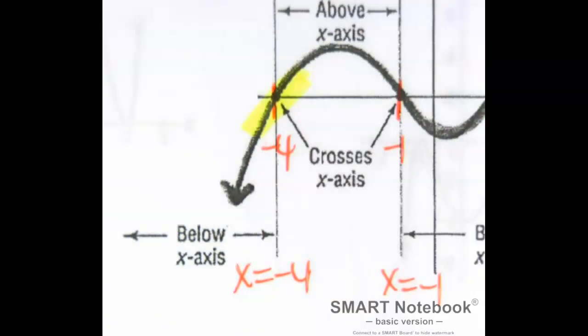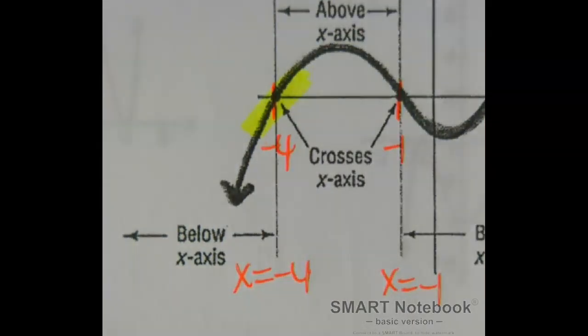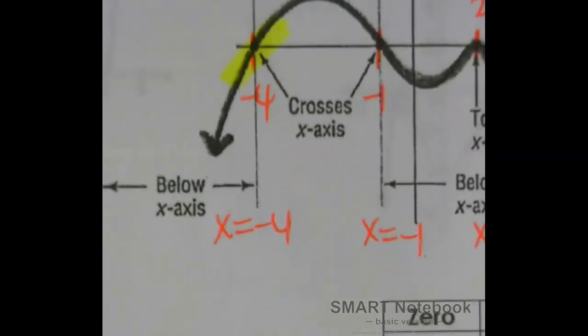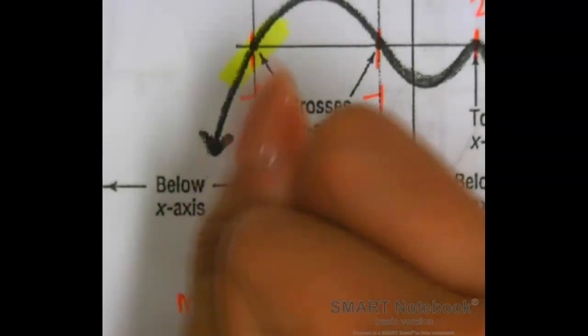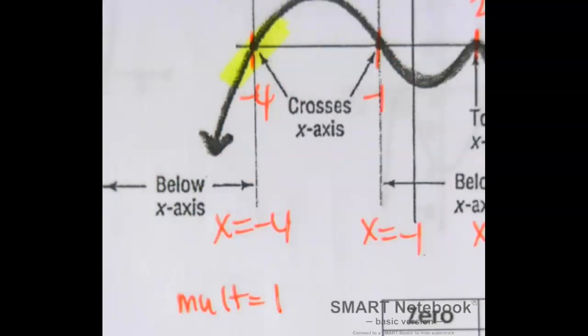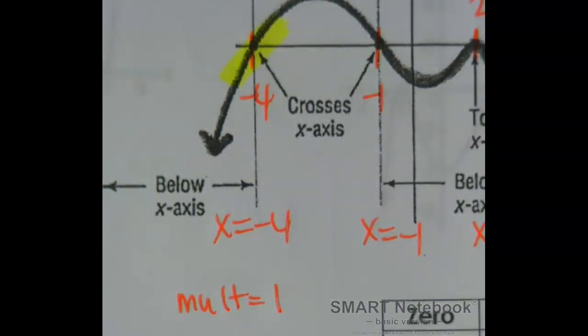When it's a linear function like this, it literally crosses through just like a regular line. Down here underneath x equals negative 4, I'm going to leave some space for a reason. I'm going to put your multiplicity is equal to 1. It crosses through your graph like a linear function. It's just like a line.